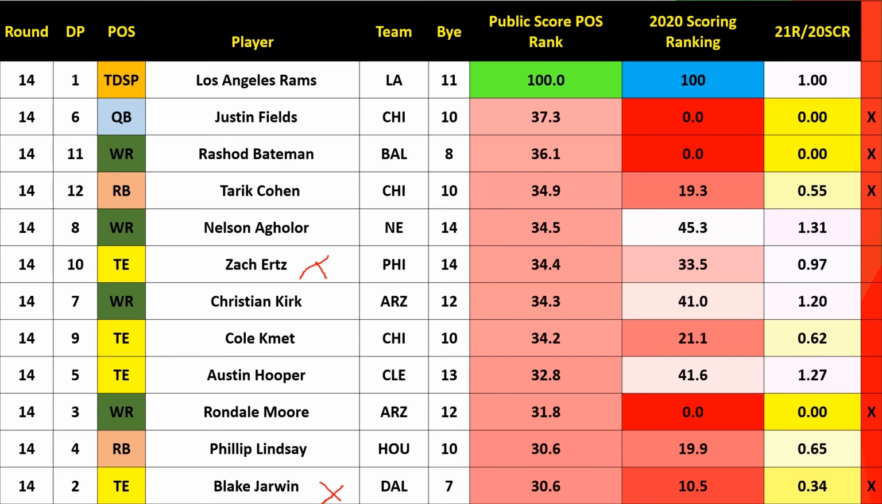Kurt, Aguilar, Bateman, I'm taking, I don't know who. Not sure I'm taking any. Maybe Aguilar just because they got to throw to somebody in New England, I guess. I don't know. I'm underwhelmed by my menu selection here.